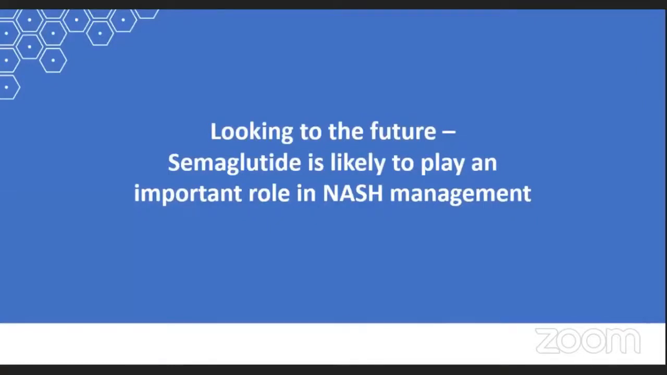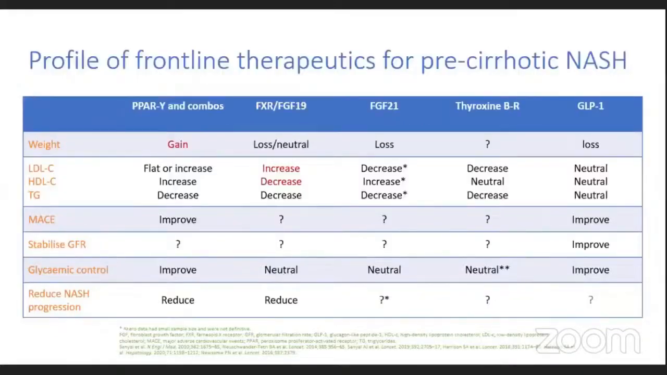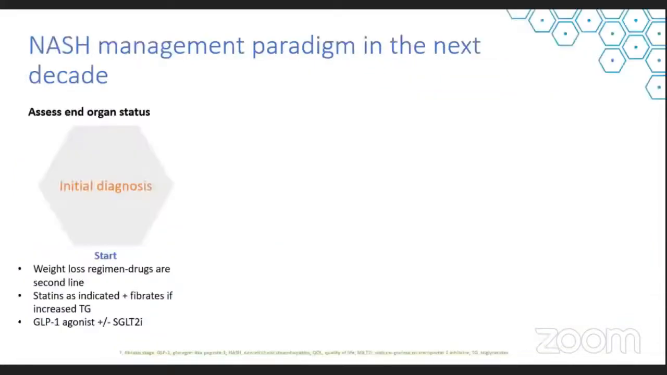Also remember, progression to cirrhosis is primarily a function of decreased progression of fibrosis rather than resolution of fibrosis. Now, when you look at other frontline therapeutics and look at their lipid profile, their impact on MACE, stabilization of GFR, glycemic control, and their ability to reduce NASH progression, they're all somewhat suboptimal at this point in time. So when you put it all together and look at GLP-1s, we know it causes weight loss. We know it is neutral with respect to atherogenic profile, but we know it reduces MACE. It improves GFR. It improves glycemic control. Now what we really need to show in the phase 3 trial, which is currently ongoing, is whether it will actually prevent progression to cirrhosis.